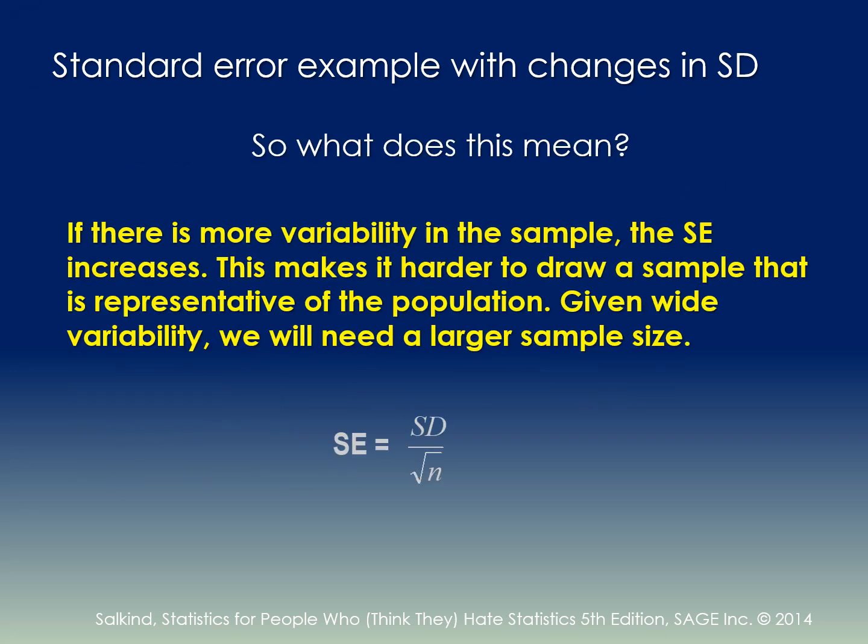So what does this mean for the researcher? This means that if there's more variability in the sample, the standard error is going to increase. Okay, that's fine. Is there a way we can actually modulate the standard error? Like if this gets really large, is there a way to maybe bring this down a little bit?